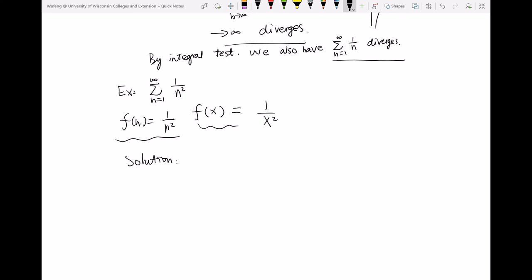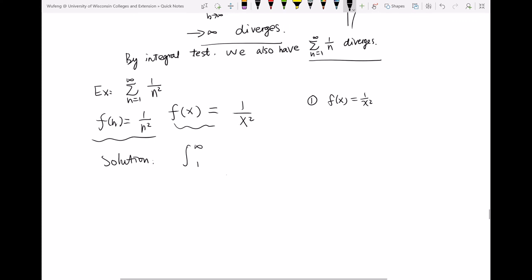You can rewrite the summation of 1 over n squared as the limit as b goes toward infinity of the integral. Do we need to check the three conditions first? Yes, first we need to check three conditions. The first one: the function f(x) equals 1 over x squared.